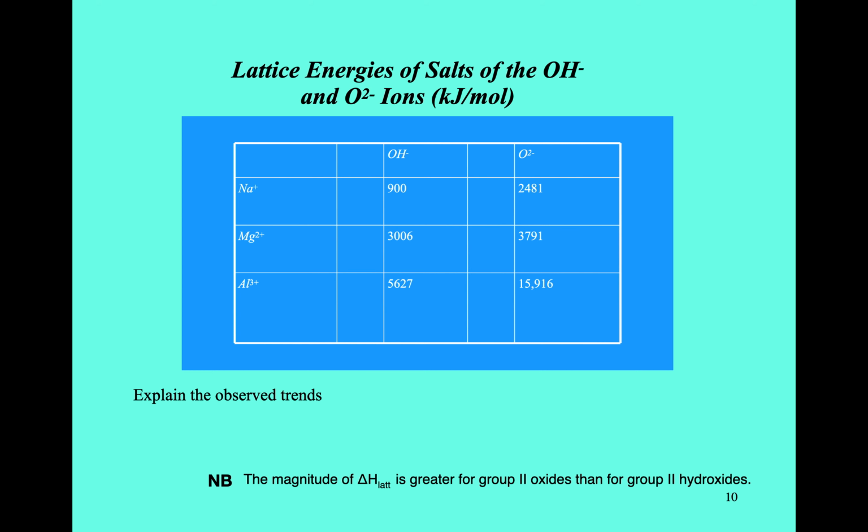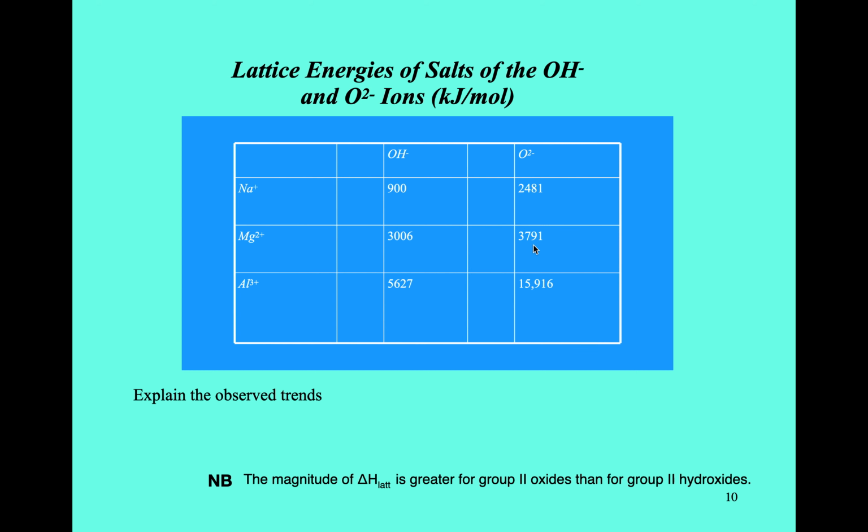Point to note, just to make sure you've got it down, the delta H lat is greater for group 2 oxides than for group 2 hydroxides. Oxides and hydroxides. Okay, let's have a look. Magnesium hydroxide has got 3006 kilojoules per mole, and magnesium oxide 3791.